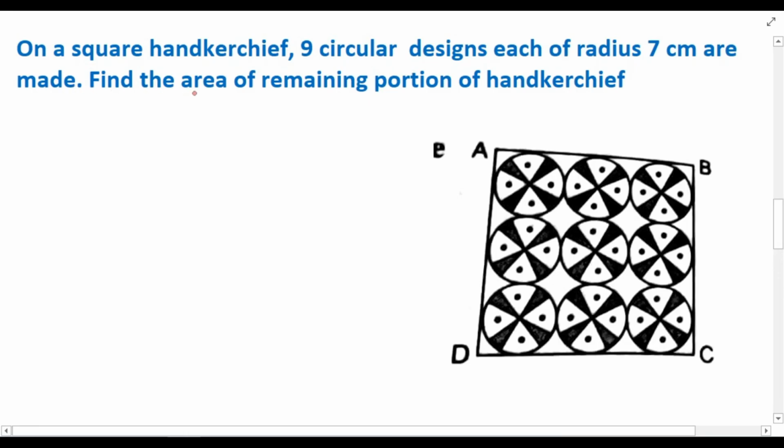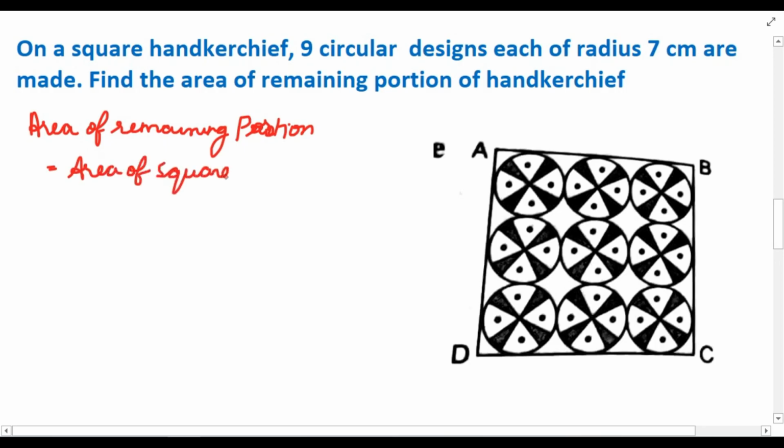Next question, on a square handkerchief 9 circular designs each of radius 7 centimeter are made. You need to find the area of the remaining portion of the handkerchief. So area of the remaining portion of the handkerchief is equal to the area of the square minus area of 9 circular designs. They have given the radius of the circle is 7 centimeter.